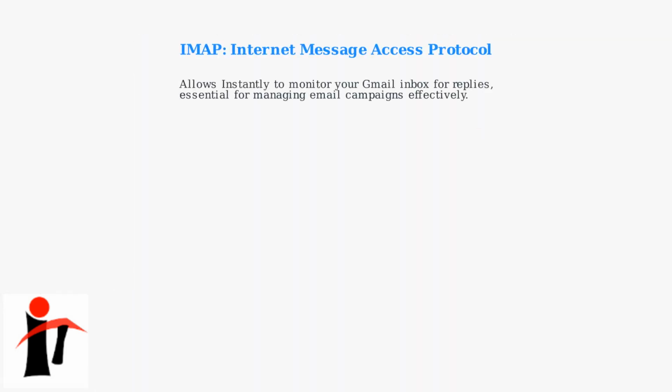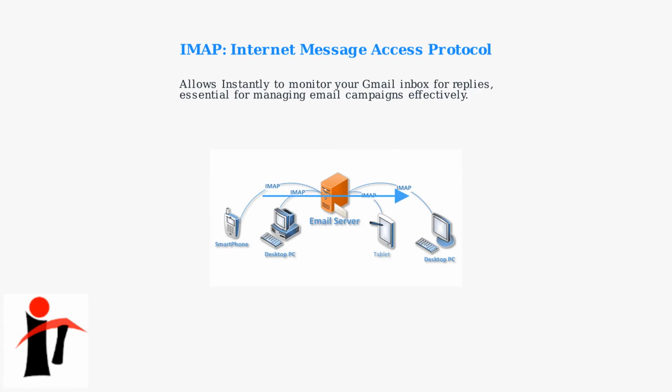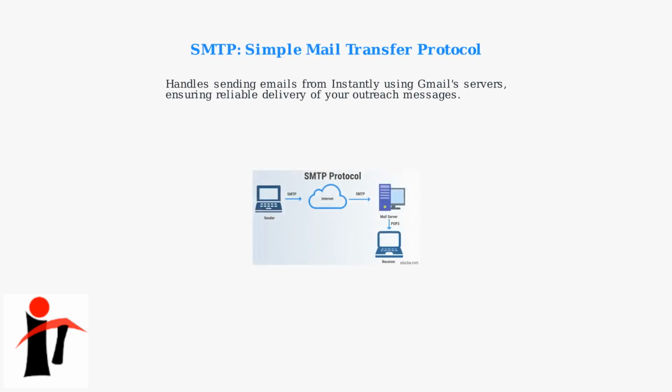IMAP, or Internet Message Access Protocol, is a key technology that allows Instantly to monitor your Gmail inbox for replies. This is essential for managing email campaigns, as it lets the tool track responses and adjust your outreach strategy in real time. SMTP, or Simple Mail Transfer Protocol, handles the sending of emails from Instantly through Gmail servers. This ensures your messages are delivered reliably and helps maintain good sender reputation with email providers.